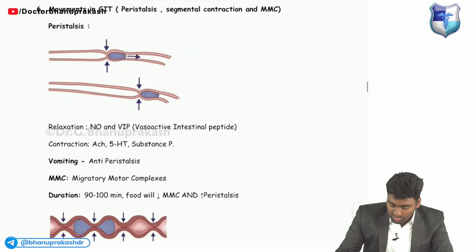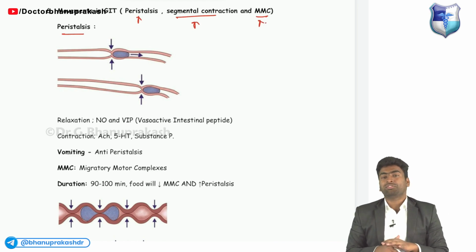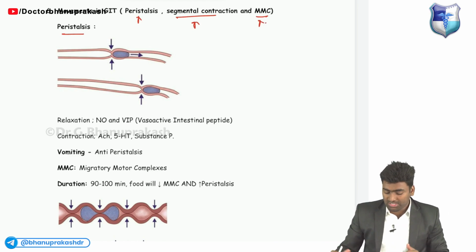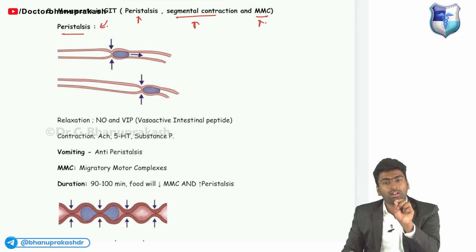Fine. Next, about the movement of the GIT. You need to know about peristalsis, segmental contraction, and MMC. So there are a few different movements. The first movement is peristalsis, and it is responsible for pushing the food.